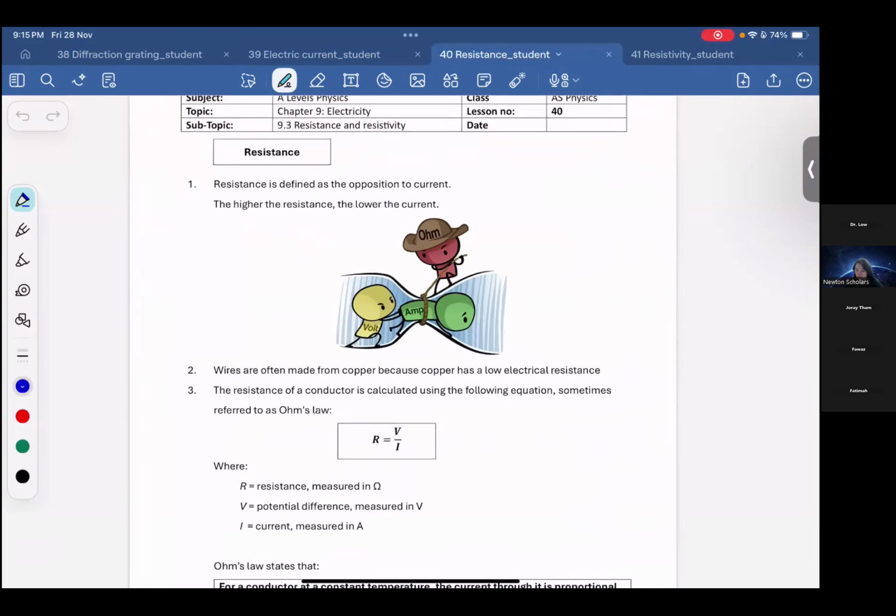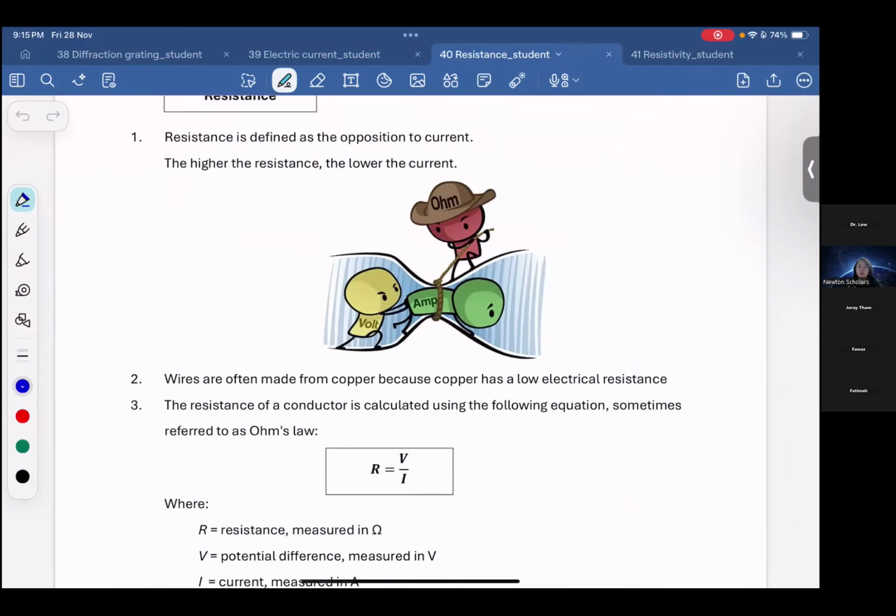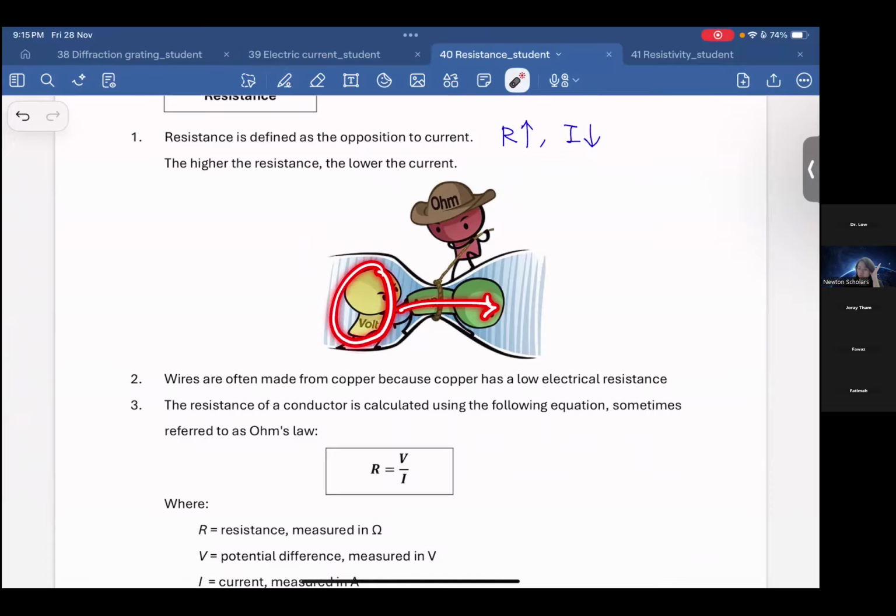Resistance opposes the current. If your resistance is high, then your current will be low. Current is because of the flow of electrons. Why can current flow? Because the voltage pushes it. It must be something like a supply to push it. It's the voltage, or we say EMF, or potential difference, that pushes the current to move. But resistance is the one that tries to limit the current flow.